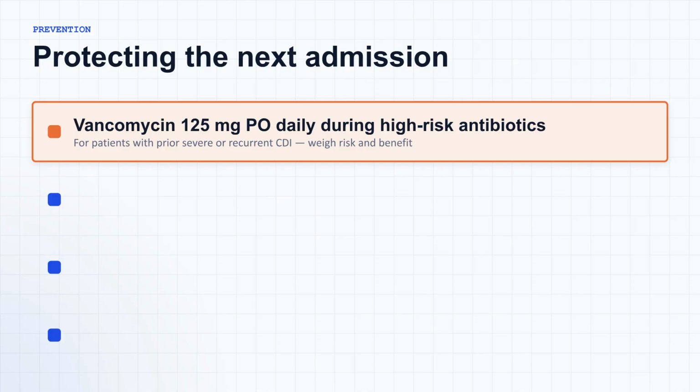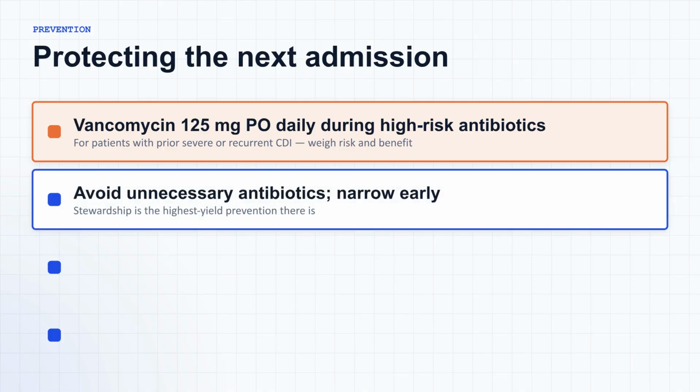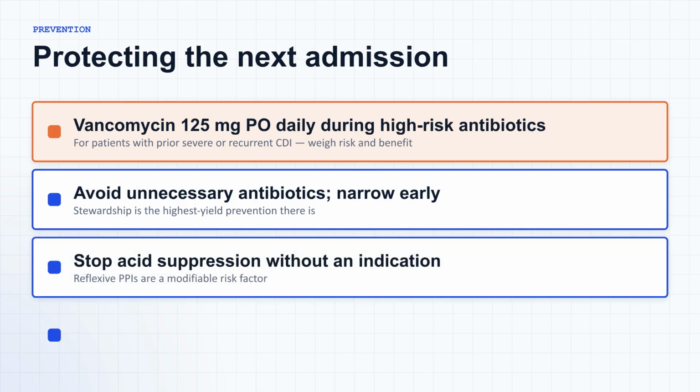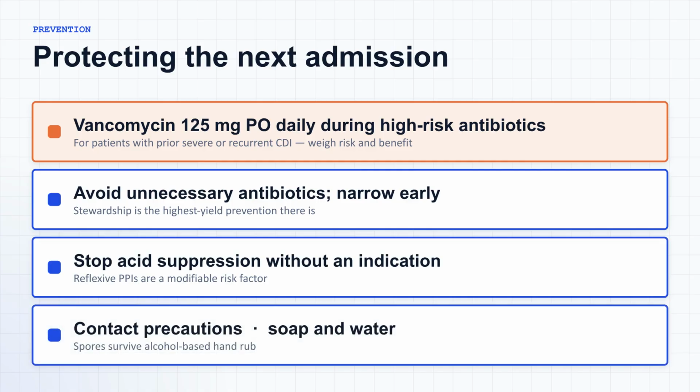Beyond that, the fundamentals do the heavy lifting. Avoid unnecessary antibiotics. Narrow the spectrum as soon as cultures allow, and stop acid suppression when there is no clear indication. And on the unit, contact precautions and hand washing with soap and water. Alcohol-based gel does not kill spores. Environmental cleaning with a sporicidal agent closes the loop.